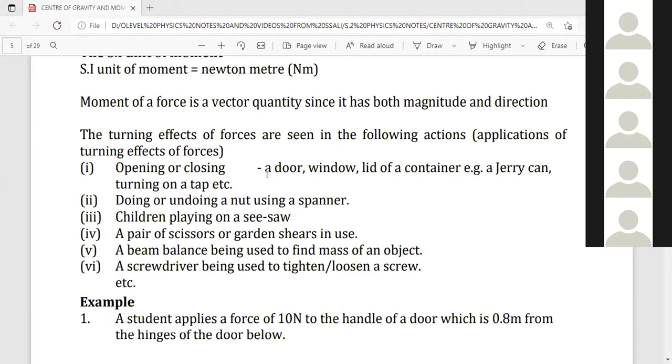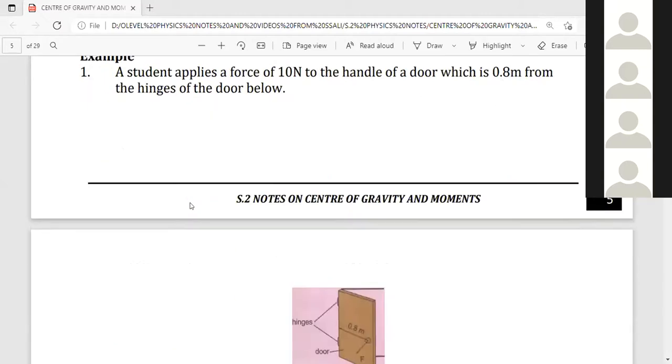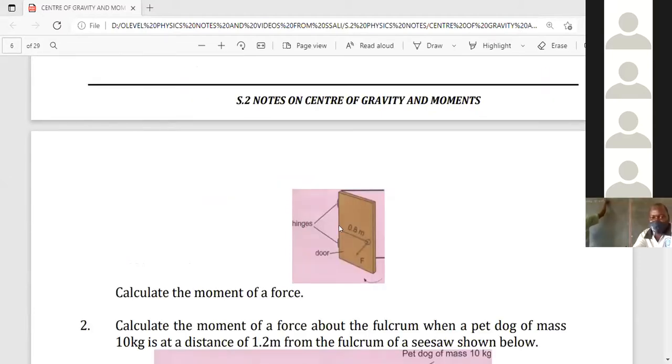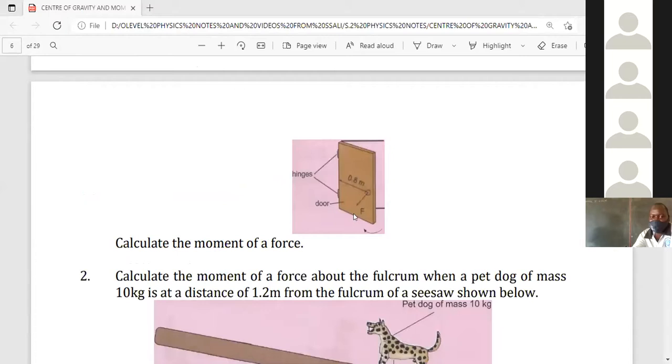Example 1. A student applies a force of 10 newtons to the handle of a door, which is 0.8 meters from the hinges of the door below. Thank you so much. Okay, you have these notes and the door is there. So we are going to find the moment of force the student applied in order to turn this door.